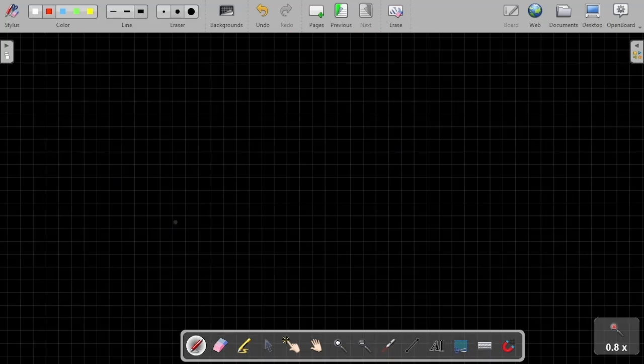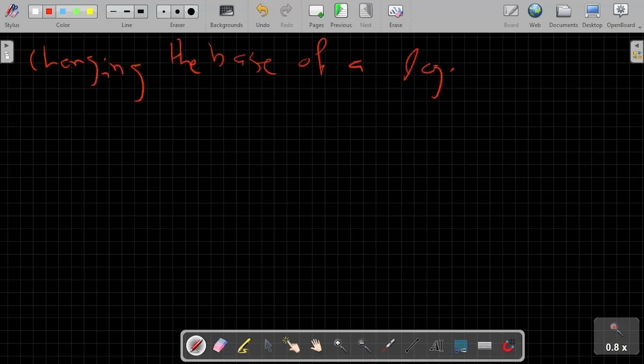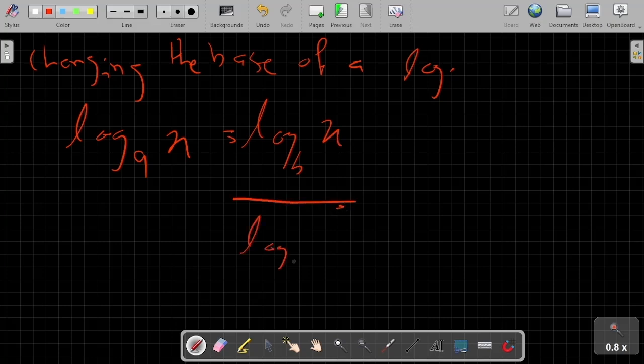Alright, so let's move on to the final part, changing the base. It's a pretty simple theory. So if you have log base a of x, you can rewrite it as log base b of x over log base b of a, where b is your new base.